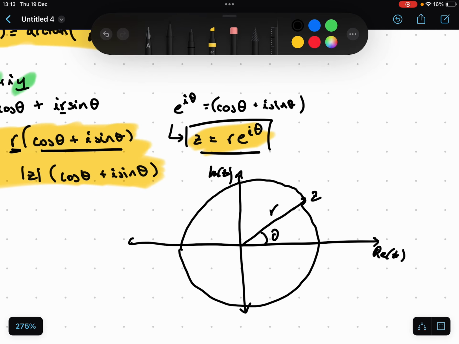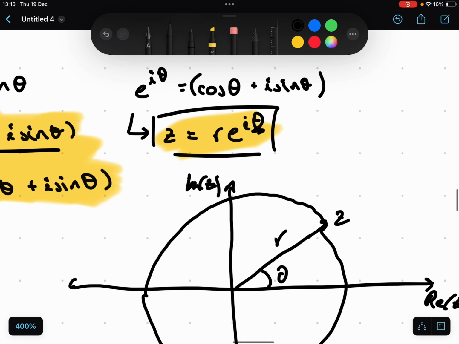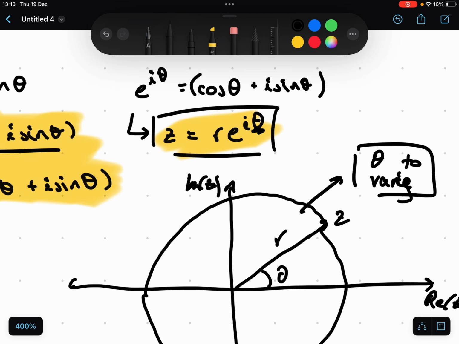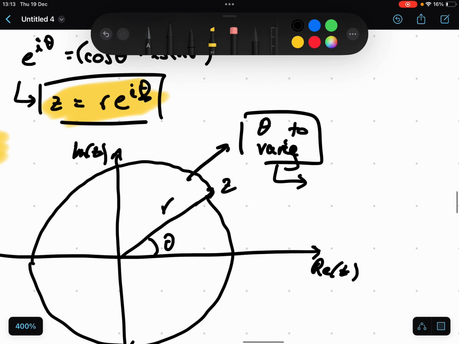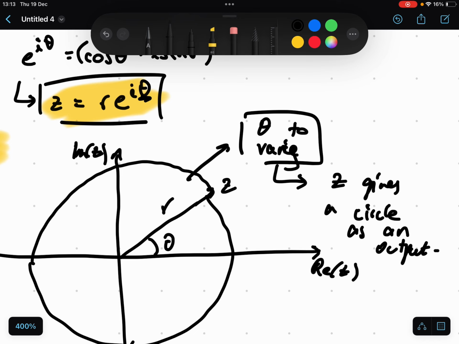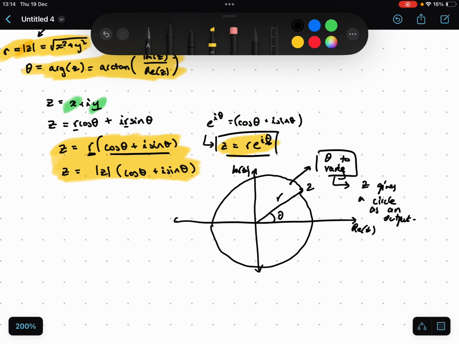But if you allow theta to vary, then this is the output z gives. Z gives a circle as an output. So this is sort of like a complex function, in a way, and it gives a circle. So isn't that pretty cool?